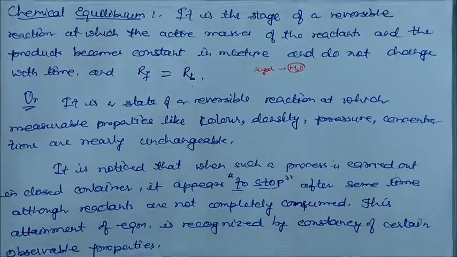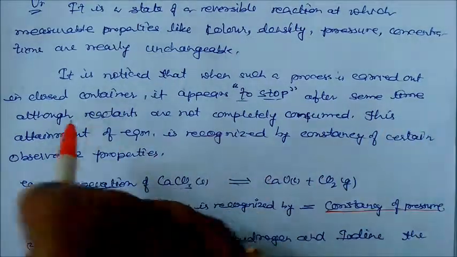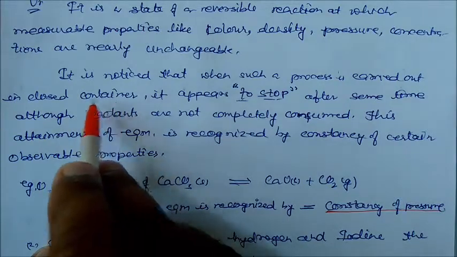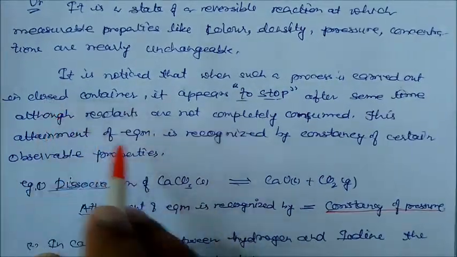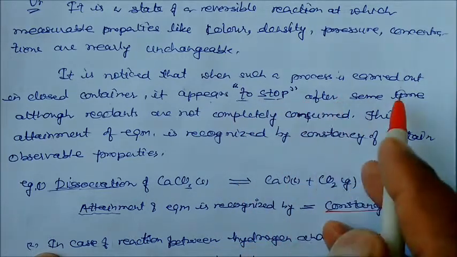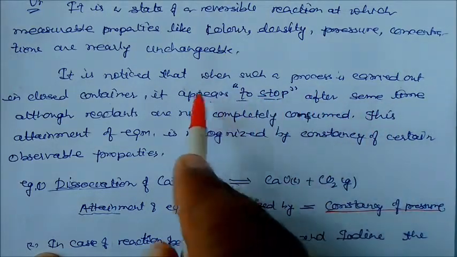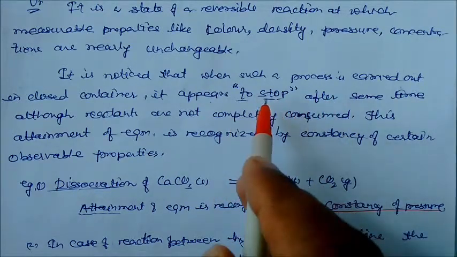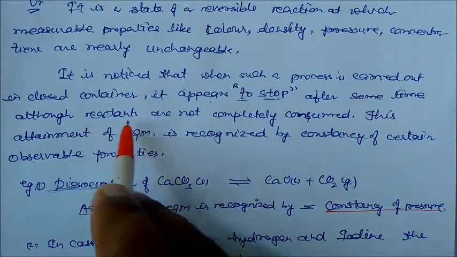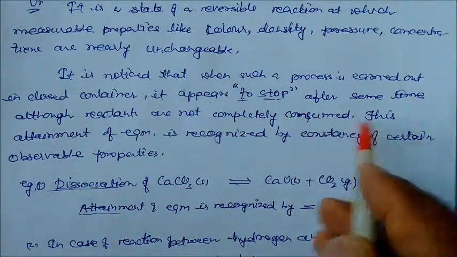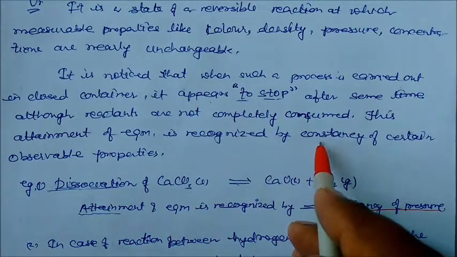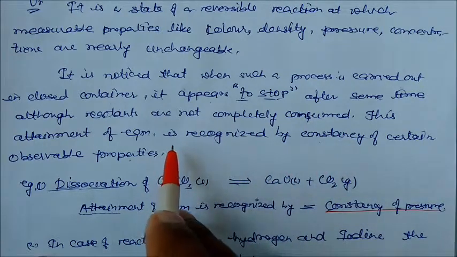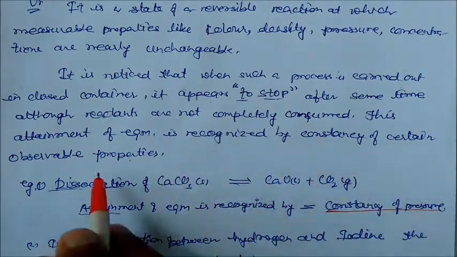When such a process is carried out in a closed container, meaning the container is fully closed, it appears to stop after some time. Initially the reaction takes place and reactant is converted into product, but after some time there is no change, as if the reaction has stopped. But the reactants are not completely consumed. This attainment of equilibrium is recognized by the constancy of certain observable properties. So we can recognize that a reaction has reached equilibrium by using some observable properties.